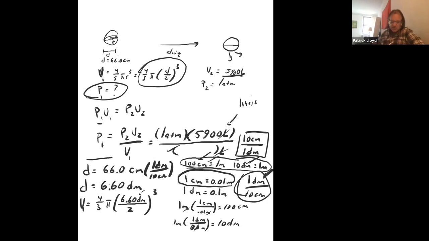So let's do that. Remember, do the parentheses first. So 6.6 over 2. Yeah, 6.6, right? Because it was 66 centimeters. I'm sorry. So 6.6 divided by 2. We're going to cube it. So raise it to the 3rd power. And then we're going to multiply it by 4 times pi divided by 3. 4/3 pi. Okay. So it looks like you get 150.5.